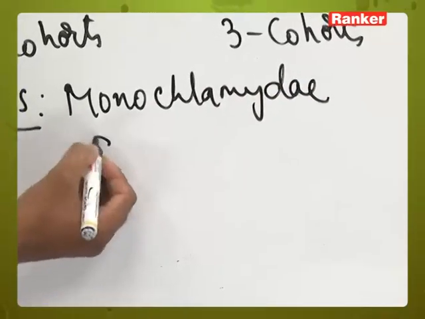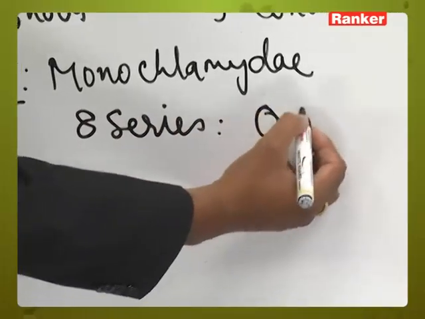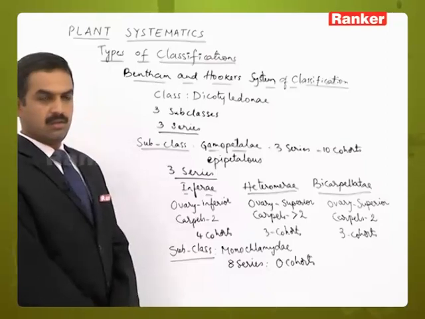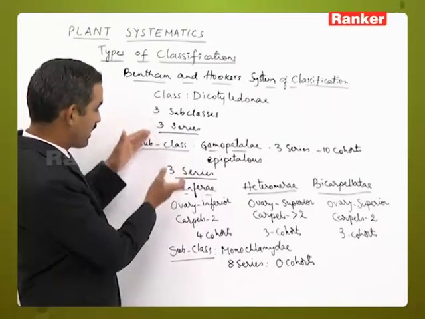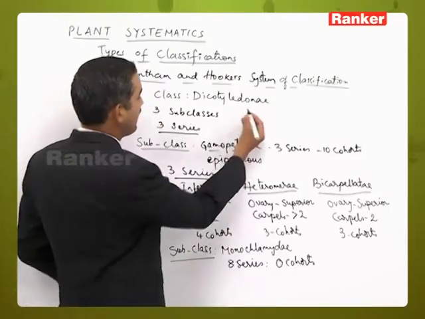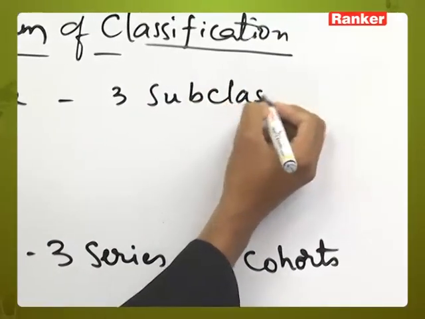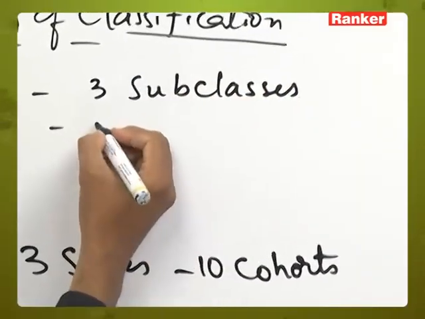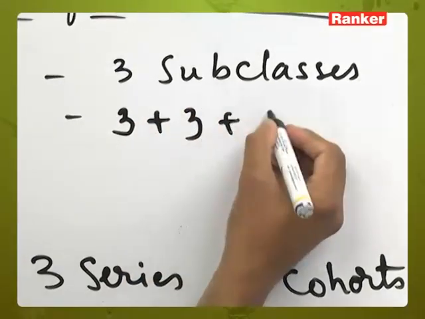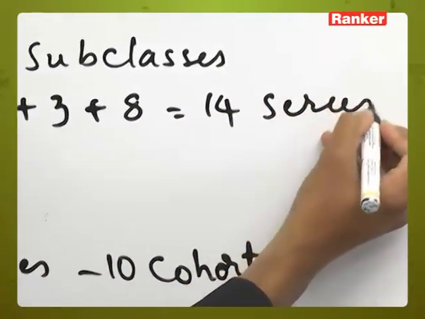Under Monochlamydeae a total of 8 series are present and cohorts are absent, so 0 cohorts. Based on whatever we have studied here, let us take the class Dicotyledonae. Under this, 3 subclasses are there, and the number of series are 3 in Polypetalae, 3 in Gamopetalae and 8 in Monochlamydeae. So, it comes to 14 series.